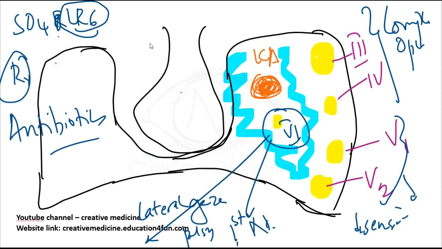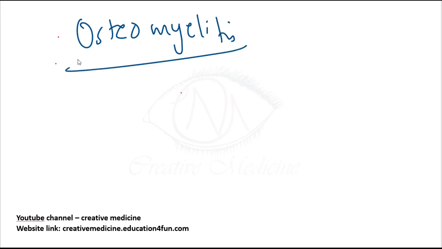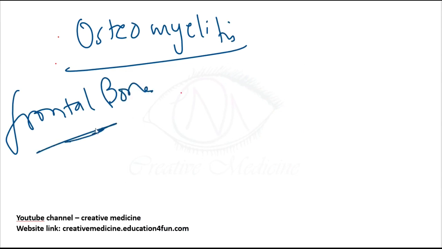Then the next important complication is osteomyelitis. Here there is infection of the bone marrow. It is most commonly seen in the frontal bone or frontal sinuses, because the frontal sinus has diploic bone.